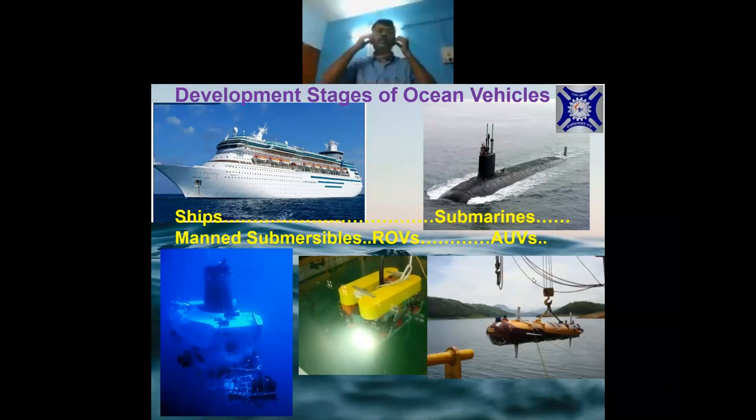If you see the stages of development of ocean vehicles, initially it was ships, then submarines, then manned submersibles, then remotely operated vehicles, and now the trend in the recent past is to develop autonomous underwater vehicles. The basic difference between an ROV and an AUV is that a remotely operated vehicle is operated from a distant place, but it is connected with a tether. The tether can carry both signal and power. But an AUV is a completely autonomous system. The power and intelligence are both embedded onboard, so it is not connected with a tether. That is where the challenge lies.